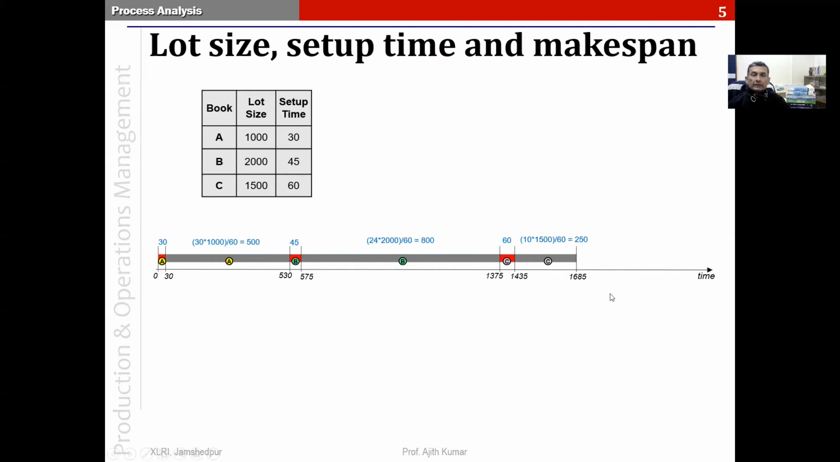So you see, to complete the 3 lots, A, B, and C, we take a total of 1,685 minutes, or you can call this the make span. The make span now is 1,685 minutes. Okay, so this is scenario 1.